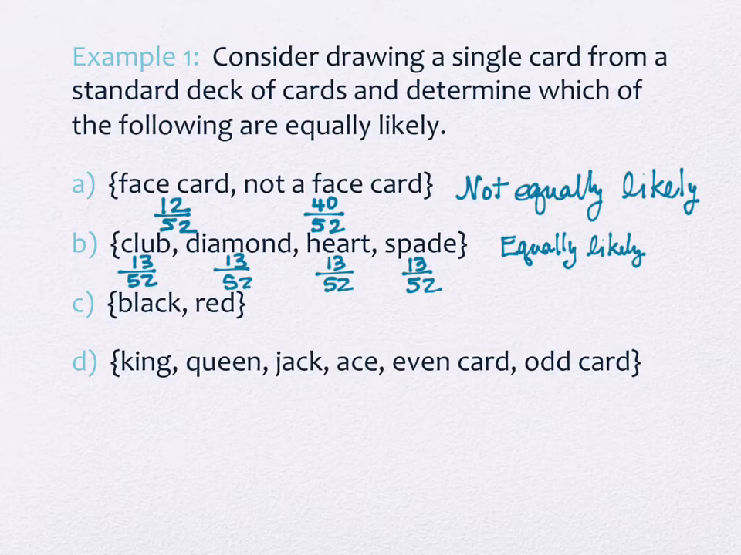All right. How many black cards are there? 26 out of 52. And how many red cards are there? 26 out of 52. Are these equally likely? Yes, they are.